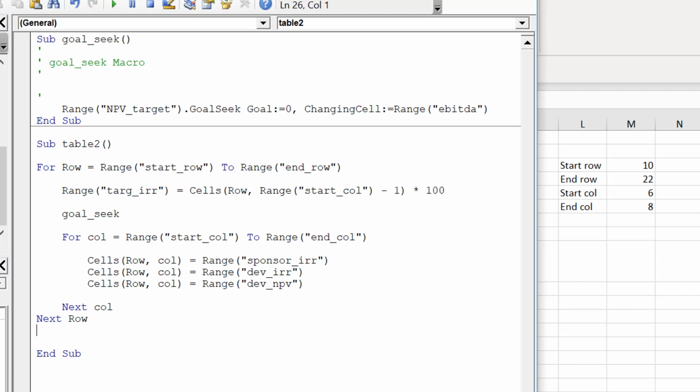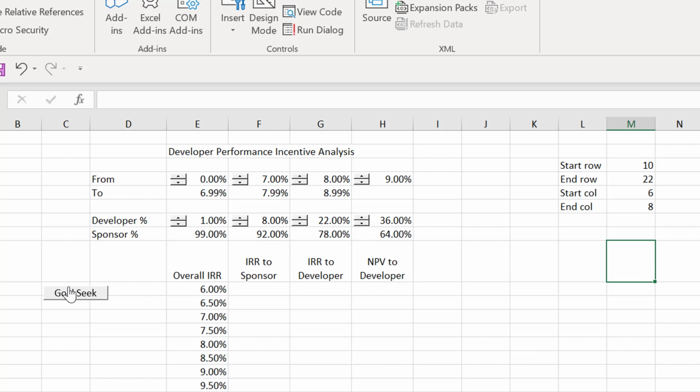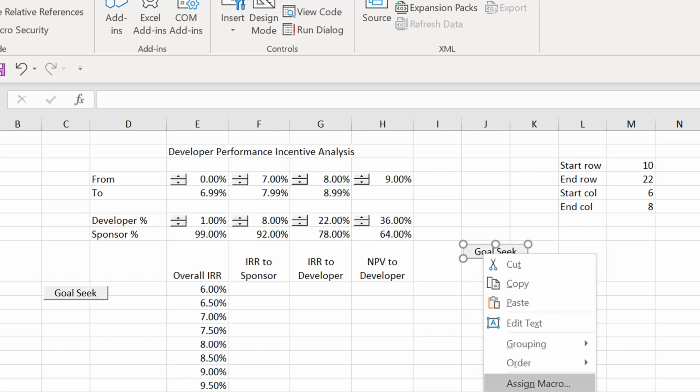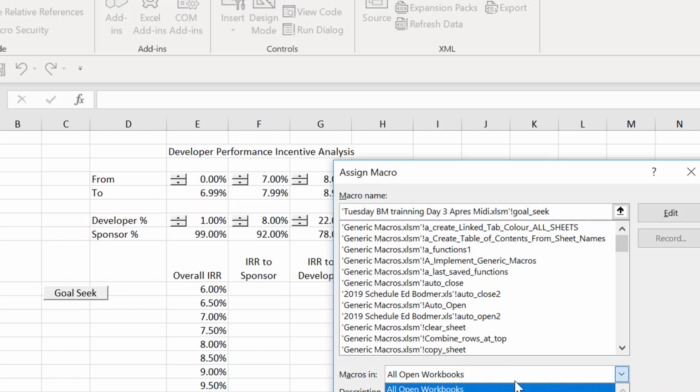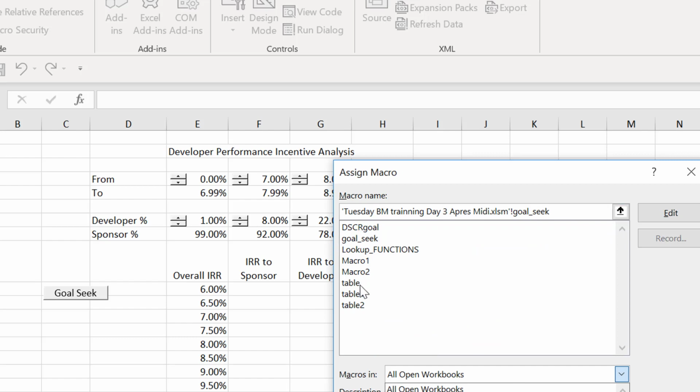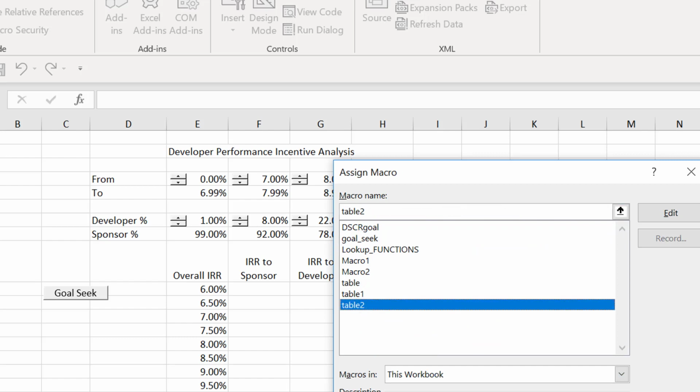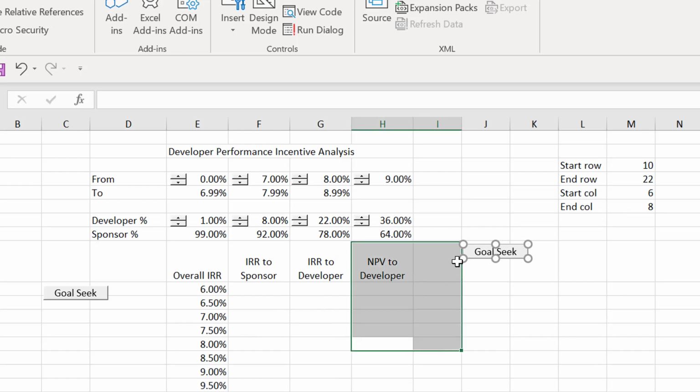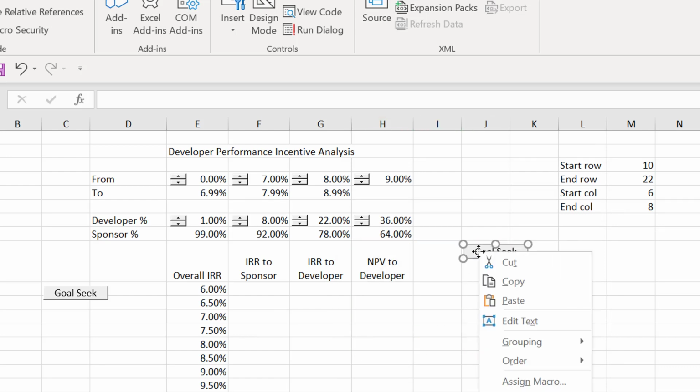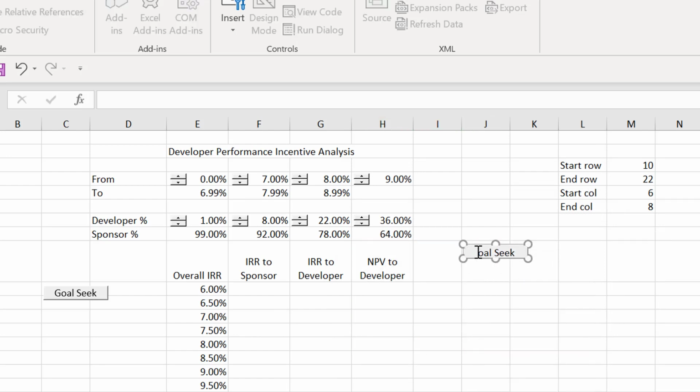Now, I'm afraid of this because I did it so quickly. I'm following my Napoleon rule, and I'm going to maybe put a button right here. We can attach this button to any of these things, and we can assign this macro to this one, which is table 2. I did have a table 1 already there. And we can run the table.